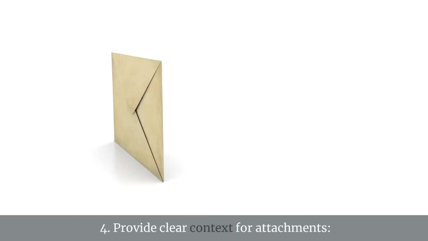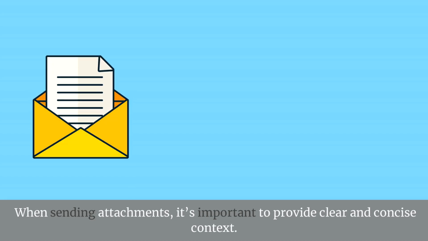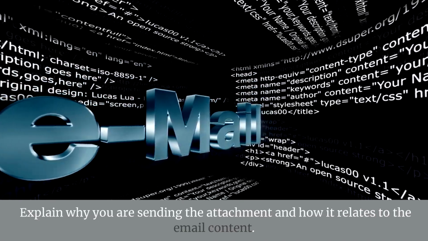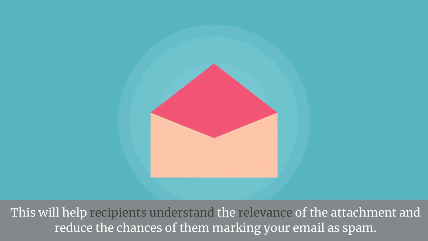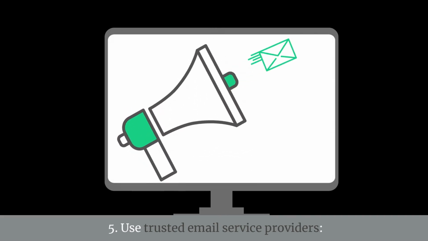4. Provide clear context for attachments. When sending attachments, it's important to provide clear and concise context. Explain why you are sending the attachment and how it relates to the email content. This will help recipients understand the relevance of the attachment and reduce the chances of them marking your email as spam.